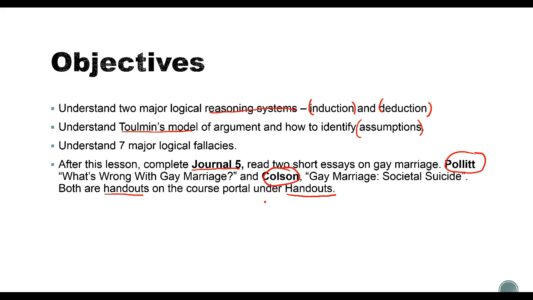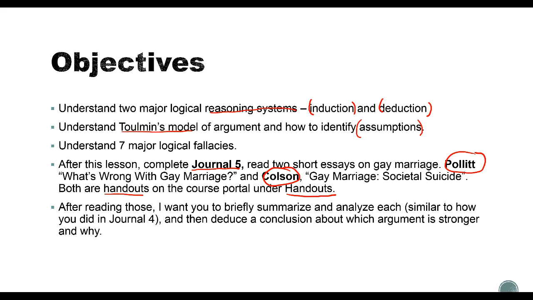So I want you to download both of those, read both of those, and for Journal 5, I want you to briefly summarize each of those and then analyze each of them. Similar to how you did in Journal 4. So look at the different appeals that each use and think about which argument is stronger and why the argument is stronger. But for this journal, I want you to deduce a conclusion. So we're going to talk about deduction in this lesson. I want you to deduce a conclusion about which argument you think is stronger and why. So you have to have an ultimate conclusion or thesis for this journal that's based on your analysis of both the essays.